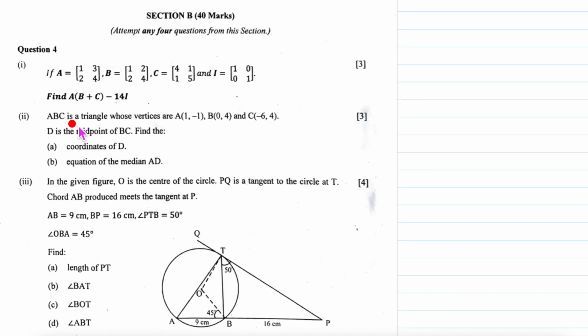Second part, ABC is a triangle whose vertices are A (1, minus 1), B (0, 4), and C (minus 6, 4). And D is the midpoint of BC. Find the coordinates of D and the equation of median AD. D is the midpoint of BC, which means we'll have to show the diagram. So let's see how we work on it.